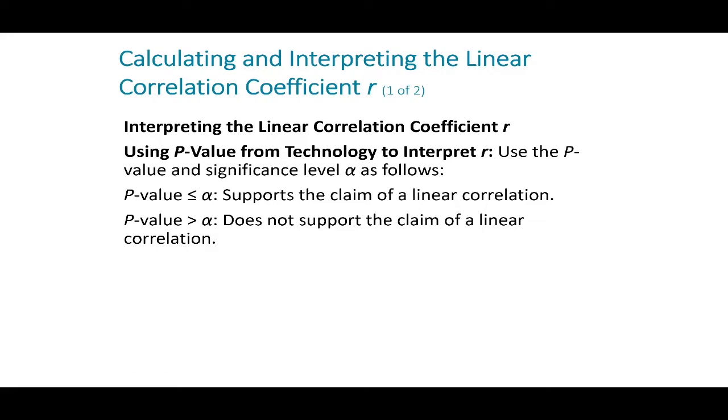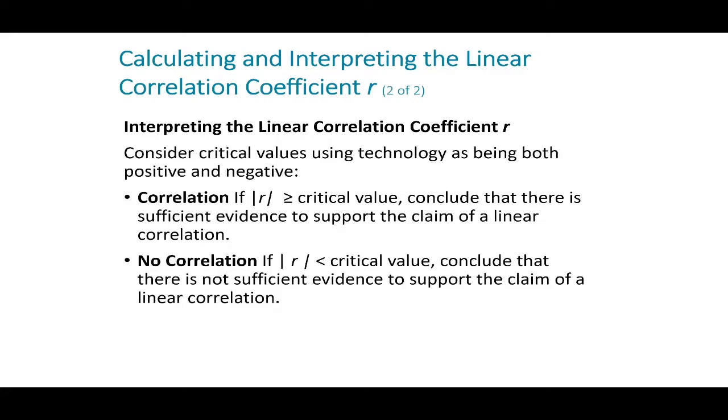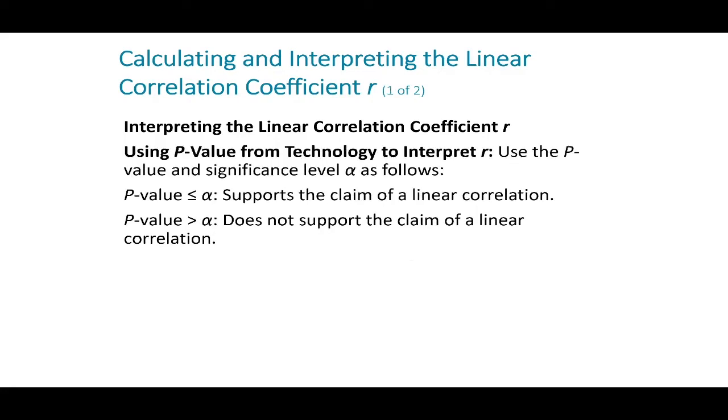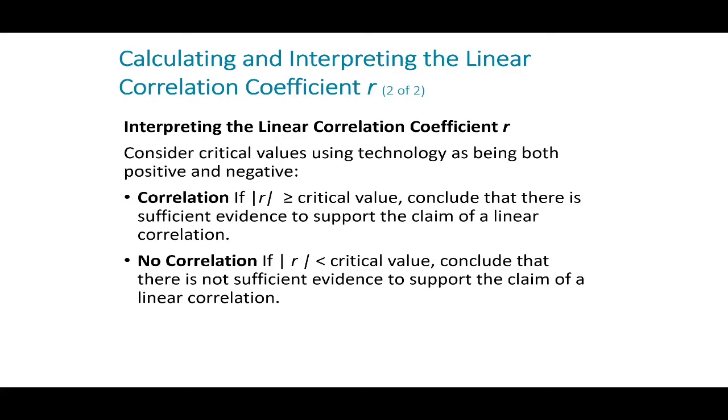We can use the p-value method or the critical value method. If we have the p-value, compare that value with alpha. If the p-value is less than or equal to alpha, that supports the claim. If the p-value is greater than alpha, then that does not support the claim. If we are using the critical value, you compare the critical value with the correlation coefficient. If the absolute value of r is greater than the critical value, conclude that there is sufficient evidence to support the claim. If it's less than the critical value, conclude that there is not sufficient evidence to support the claim. So the p-value and the critical value are the two methods we can use to decide whether the correlation supports the claim or not.